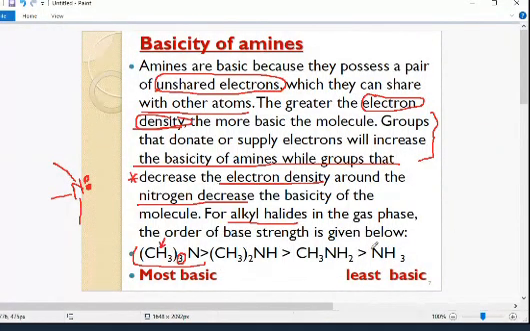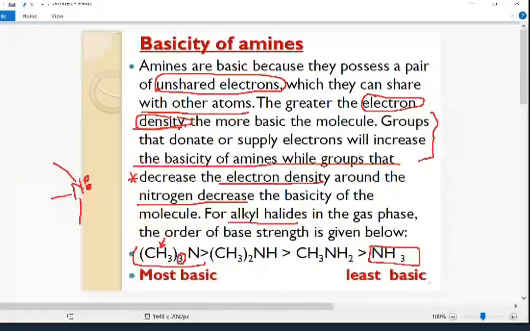What about the unsubstituted ammonia? Yes, it is still basic, but lower in terms of strength.